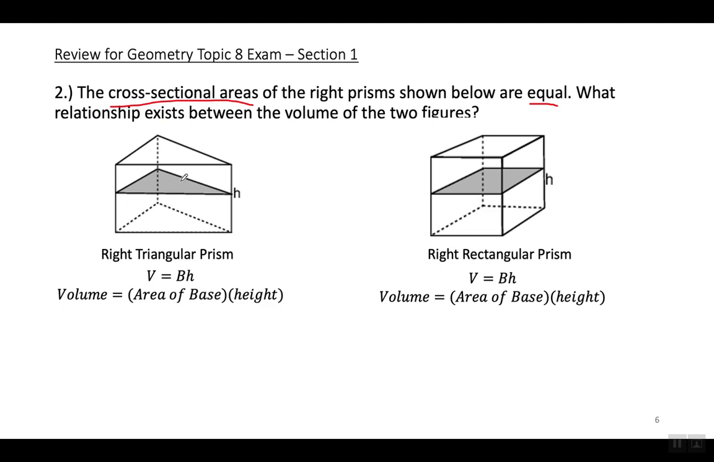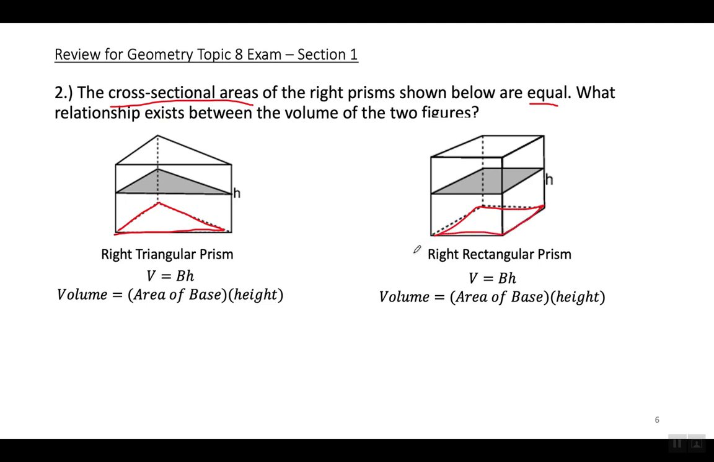So if their areas are equal, that means the areas of their bases are also equal, because it doesn't really say it in the question, but they should have written this in the question. Basically this cross section is parallel to the base. That means that they're exactly the same. So if the area of this cross section equals the area of this cross section, that means that the area of the base of this triangular prism equals the area of the base of this rectangular prism.